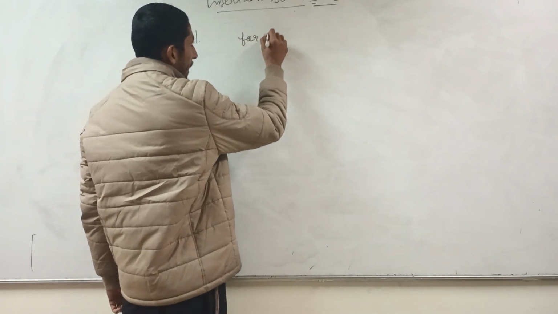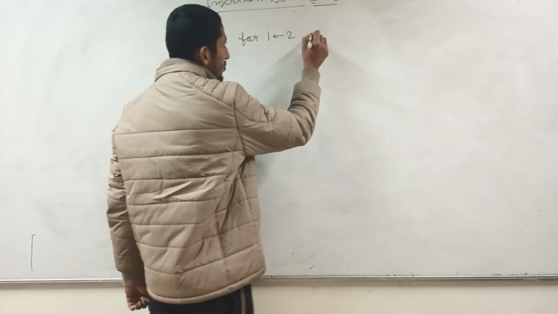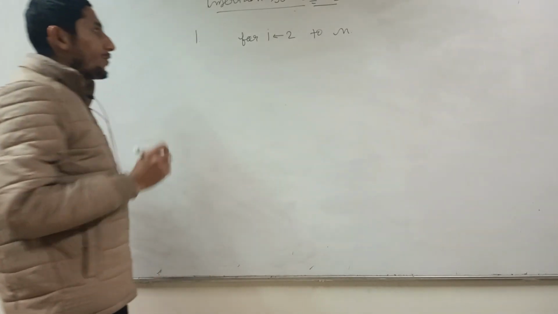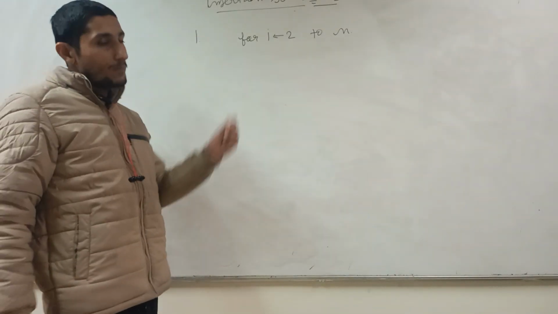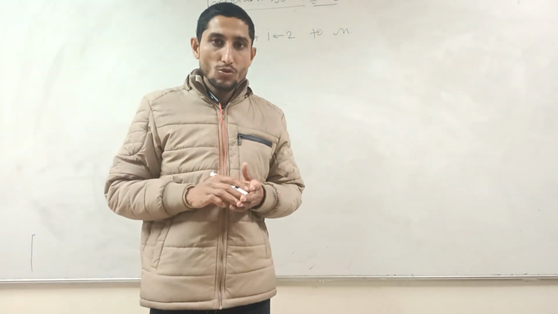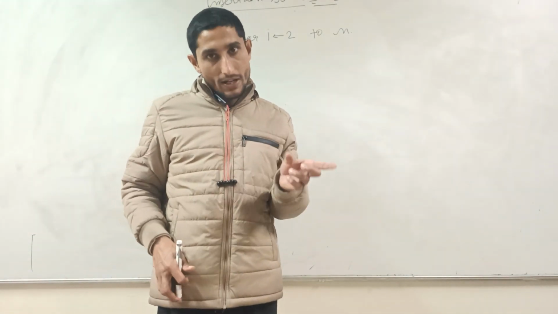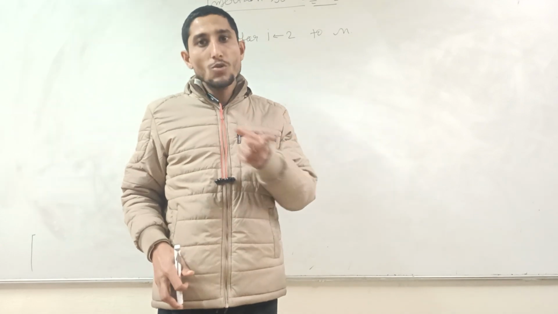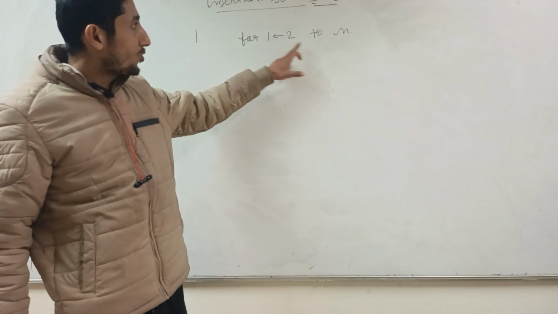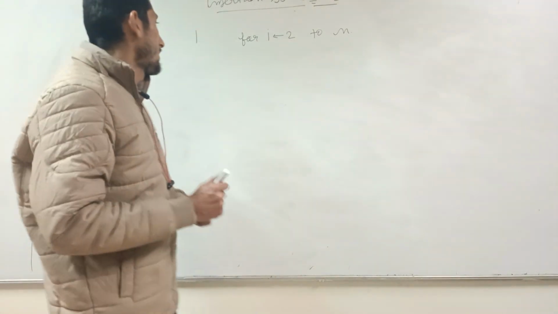For i equals 2 to n, where n is the length of the array. Why are we going to apply this loop? Because one element is already sorted. So I have at least two elements to perform sorting. That's why I keep the value of i from 2 to n.